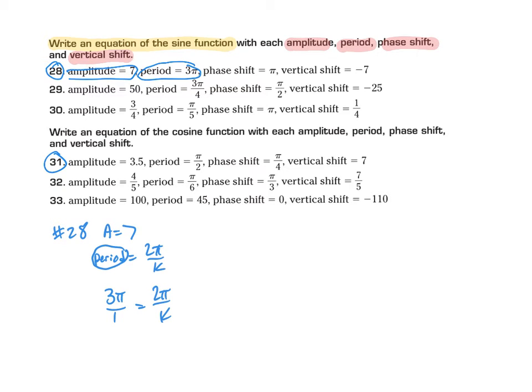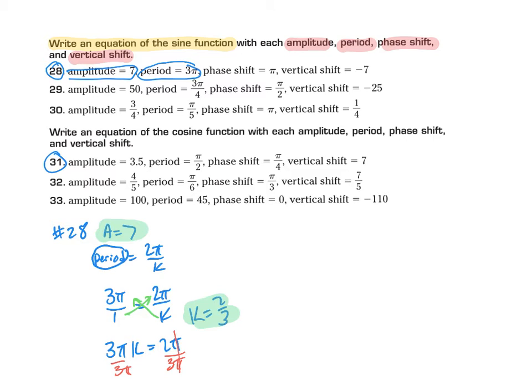I will cross multiply this proportion. On the left I end up with 3 pi k equals 2 pi. And then to solve this, we're going to divide both sides by 3 pi. I end up canceling these pi's, and I find out that k equals 2/3. So we already have our amplitude, our A, for the equation. Now I have my k.